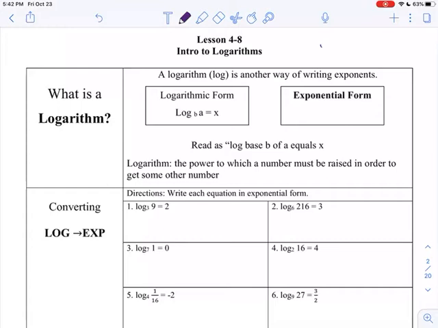Hi, Algebra 2. This is Unit 4. I divided the packet up into two sections, so this is the second section. This is Lesson 4.8, and today we're going to start to talk about logarithms.